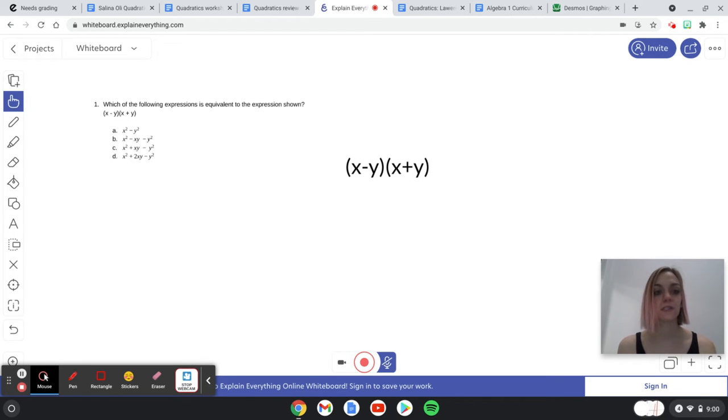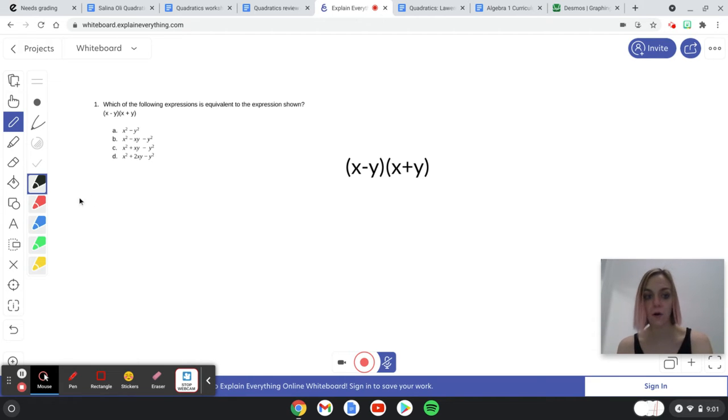So question number 1 says, which of the following expressions is equivalent to the expression below? And I've got the expression below right here. So if we're thinking equivalent, we want it to be equal. And this is just using the distributive property. Usually we use the distributive property with numbers and variables, but right now all we have are variables.